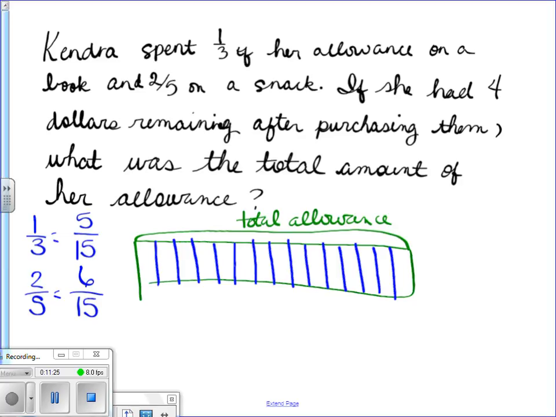Okay, so I have 15 pieces. 5 of them are for her book. So 1, 2, 3, 4, 5. I'm going to label that her book. Oh, I get this now. So 1/3, which is the same thing as 5/15ths. Those are equivalent. Those are the same thing. You see what I'm doing? The same thing.